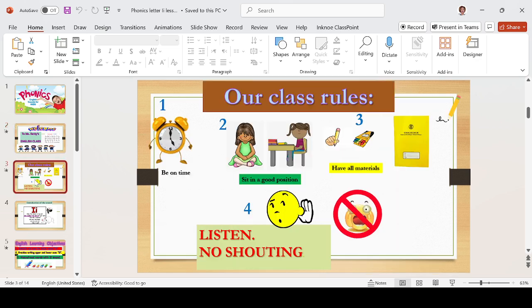Okay, but before we start our lesson, let's talk about the class rules. I want you to always be on time to attend your session, and you need to sit properly. If you're sitting on the carpet, you need to sit like this, and if you're sitting on the chair, you need to sit also like this. And I want you to bring your pencil, your crayon, and your notebook. And don't forget the worksheet for the letter E.